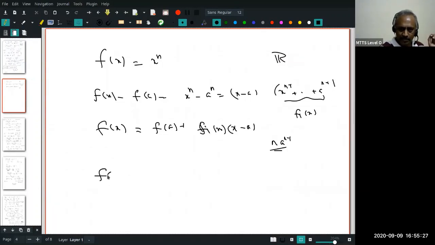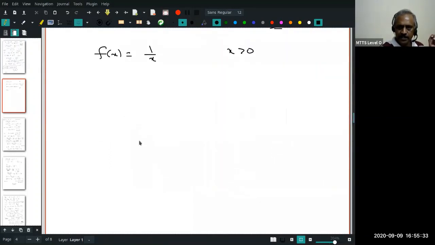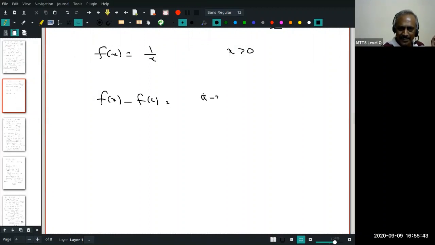And let's look at the other function f x equal to 1 by x for x positive. Then what did I do here? I wrote f x minus f a equal to, let me make sure that I'm not writing wrongly this time, 1 by x minus 1 by a, which is x a into a minus x, right? Okay. This I can write as minus 1 by a x into x minus a.